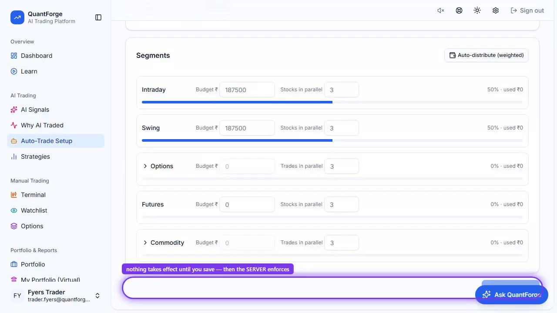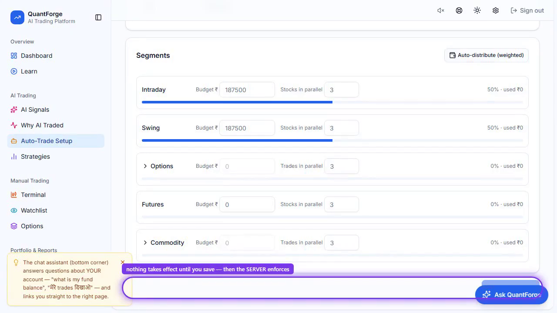At the bottom, save allocation. Nothing on this tab takes effect until you press this, and once you do, the server is the enforcer, not the screen. Every trade the engine tries to place is checked against these budgets on the server before it fires. You cannot fool it from the browser.